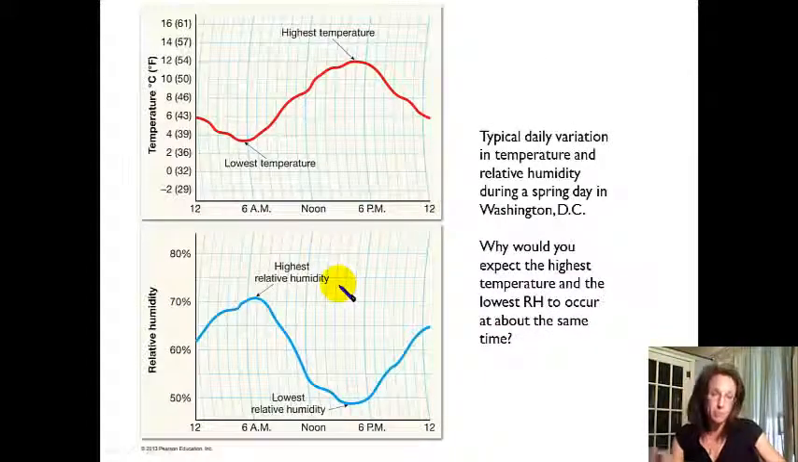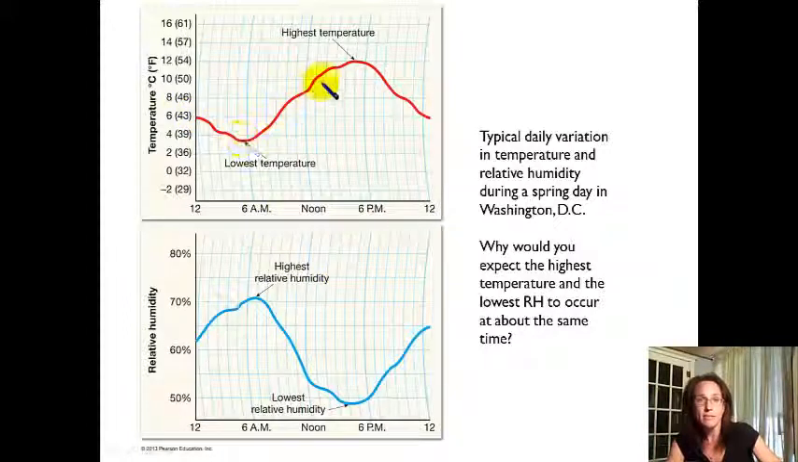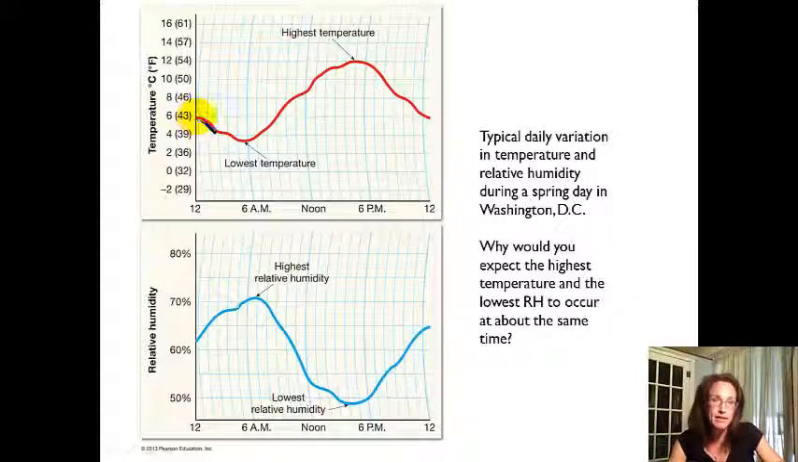So the relationship between temperature and relative humidity is really important. If we look at our daily temperature trace for a spring day in Washington, D.C., we start at midnight, and the temperature decreases until just before sunrise. Here's our lowest temperature. And then it increases to late in the afternoon, and then decreases again in the evening.